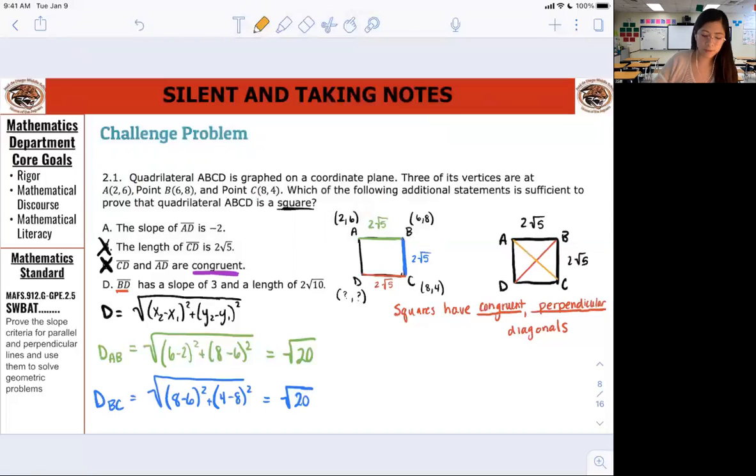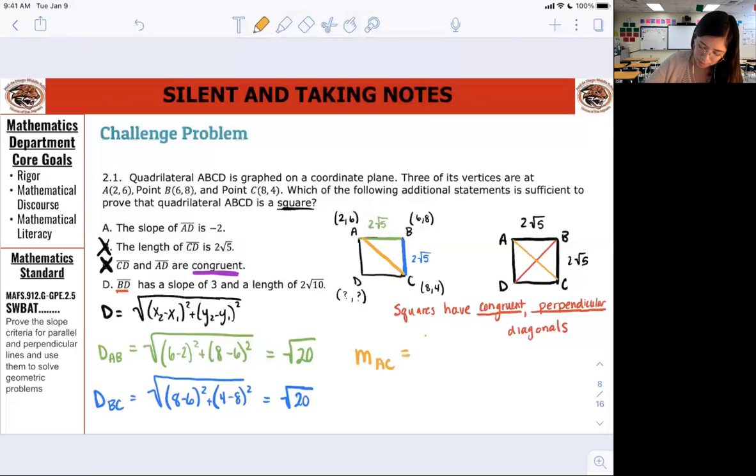What should I check? What should I try and get now? If I'm talking about diagonals, which one's the only diagonal that I can check right now? AC. So let's check AC. Let's start with the slope of AC.